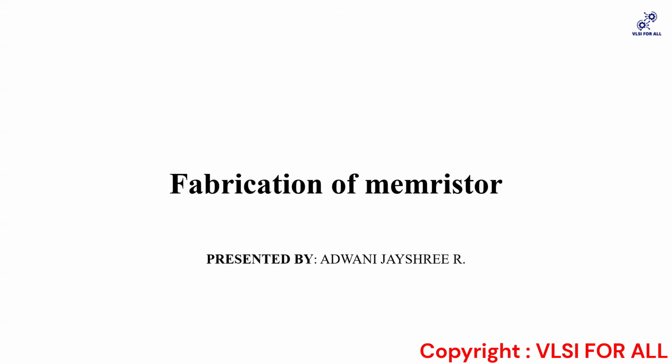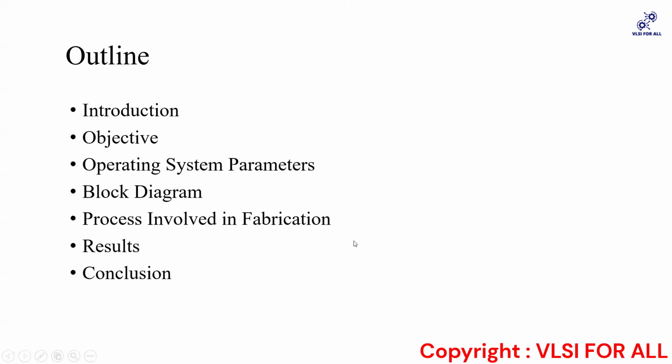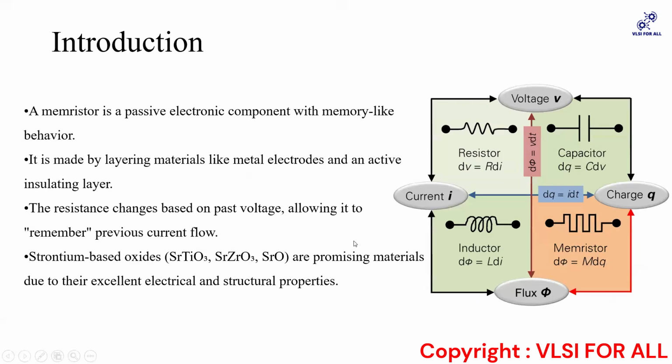So basically, we will start with what is a memristor. Basically, it's a passive component, unlike the capacitor, resistor, and inductor. It is one of the components. It's a non-volatile component, which is why it is known as a passive component. It is basically a two-terminal component.